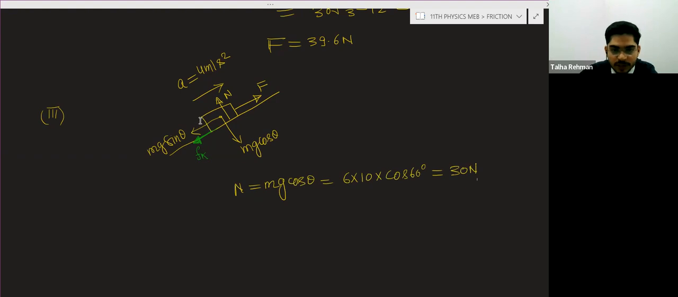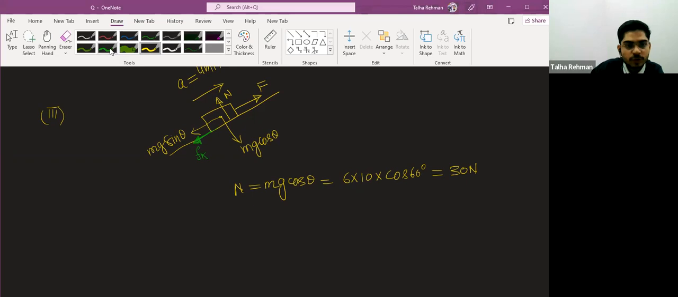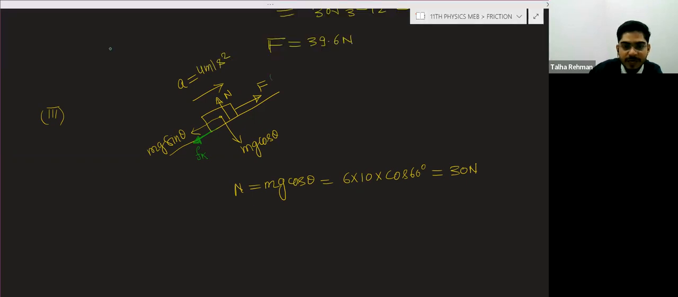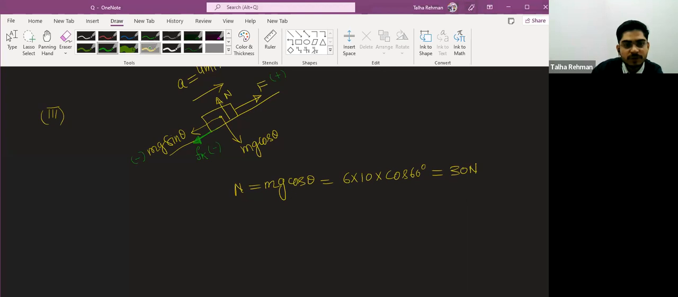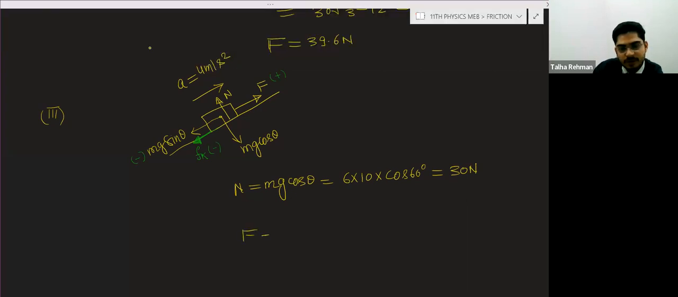Now this block is moving in this direction. This block is moving in this direction. So we have to calculate the net force on the block, which is equal to mass into acceleration, Newton's second law. So what will be the net force on the block? For calculating net force, you have to take this force as positive, this force as negative, and this force as negative. Okay.